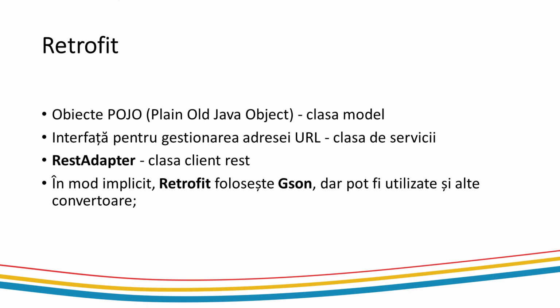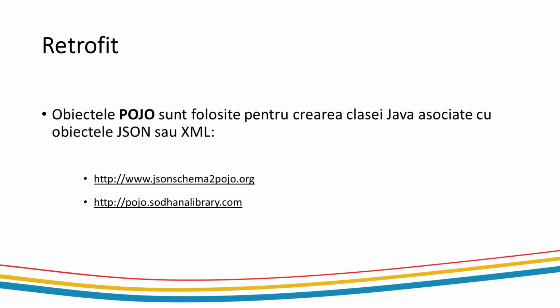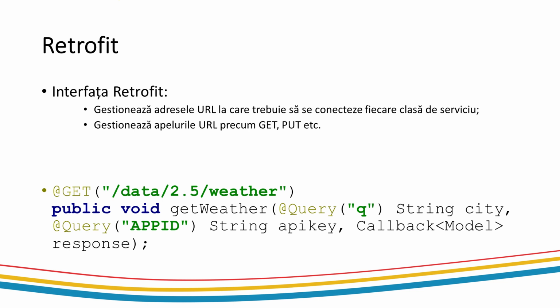It revolves around a few concepts. You create POJOs, plain old Java objects. These are simple Java classes that exactly match the structure of your JSON data. Like a model class. Exactly, the data model. Then you define a Java interface. This interface maps out your API calls, the URLs, the HTTP methods like GET or POST. Okay. And finally, there's the RestAdapter class, which is like the engine. It handles setting up the connection, making the call, and converting the response.